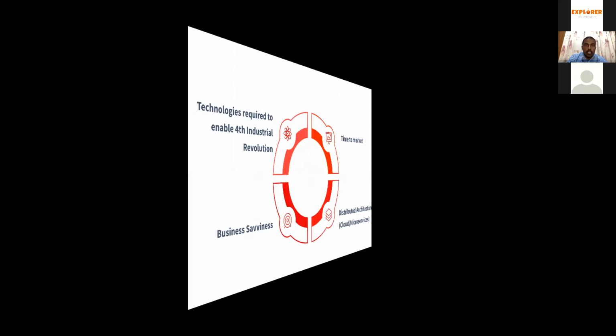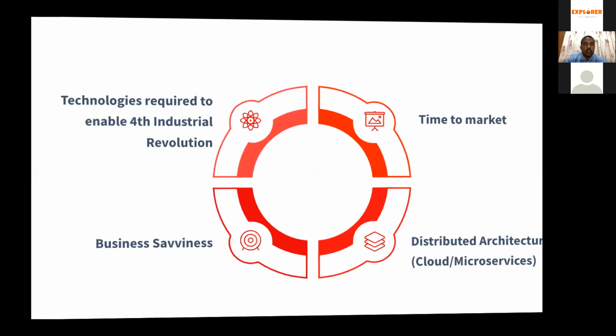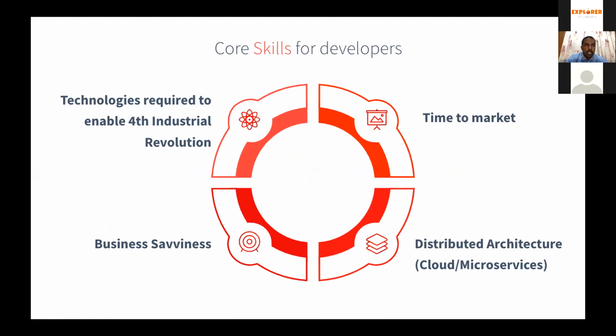So very quickly, I'll go to core skills for developers. I don't have a whole list of things. I think one of the important skills would be the technologies that are required to enable the fourth industrial revolution. Based on your preference and your current working domain, you can pick those technologies, whether it be artificial intelligence, data science, machine learning, blockchain or chatbots. Whatever technologies are required to enable the fourth industrial revolution will have importance in future.